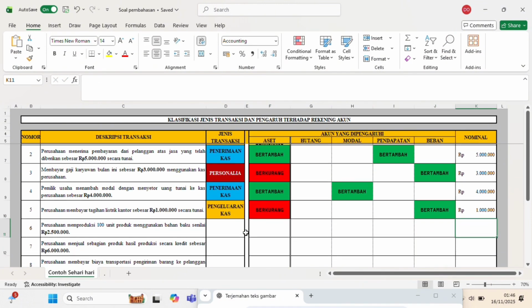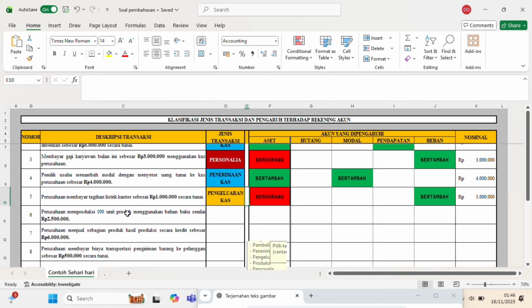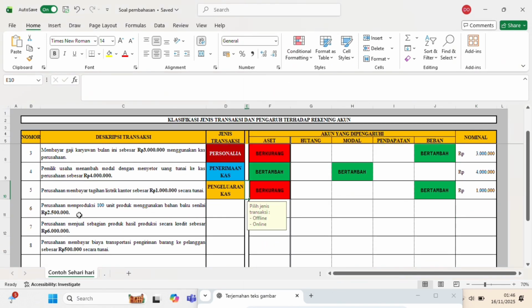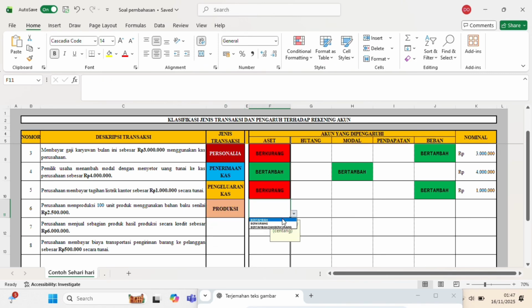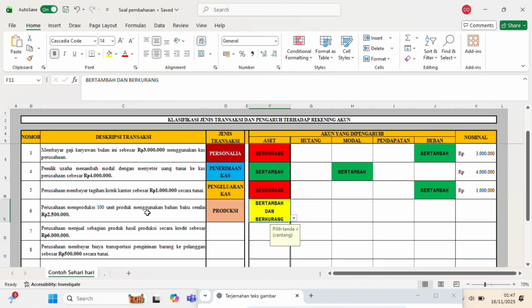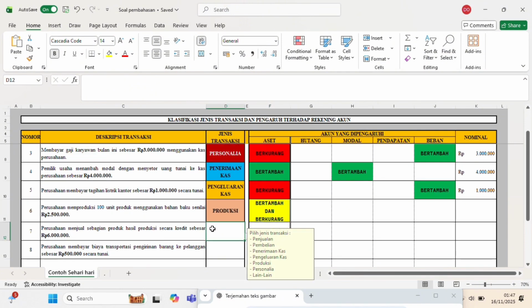Number 6. The company produced 100 units of product using raw material worth 2,500,000. This transaction is classified as a production transaction. The accounts affected are raw material, an asset, which decreases, and inventory, an asset, which increases. So one asset decreases and another asset increases, amount 2,500,000.